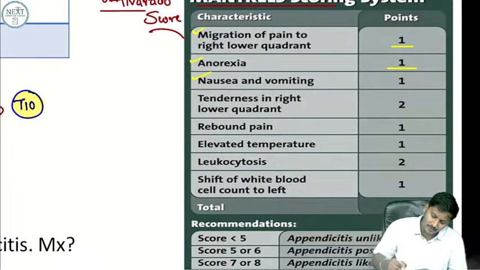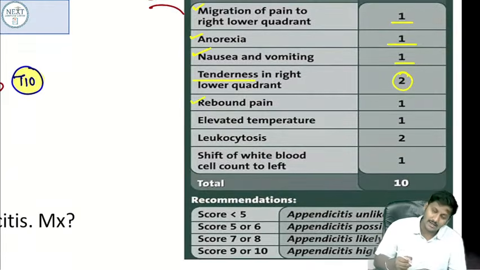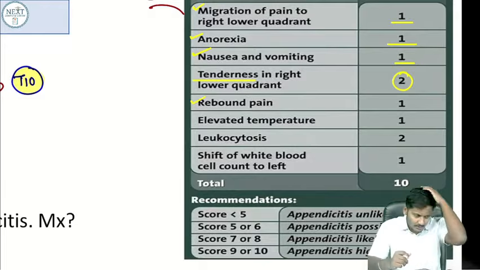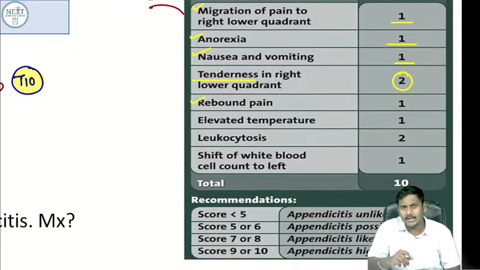N for nausea and vomiting, given a score of 1. T for tenderness in the right iliac fossa or the right lower quadrant, given a score of 2. Whereas R for rebound tenderness or rebound pain. That is, when I palpate, there is no pain; when I release, the patient has pain. This rebound pain or rebound tenderness is classically known as a sign.